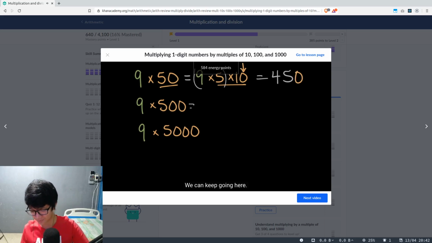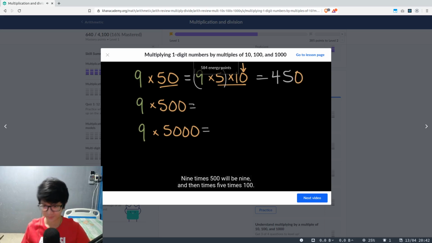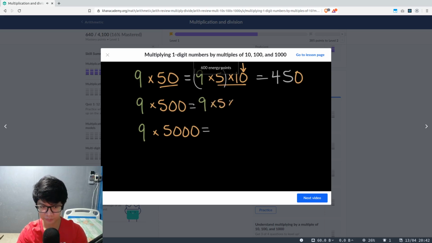We can keep going here. 9 times 500 will be 9 times 5 times 100. 500 is 5 hundreds, just like 50 was 5 tens. Multiplying across, 9 times 5 still equals 45. But this time, we will add 2 zeros to the end, or 4,500.